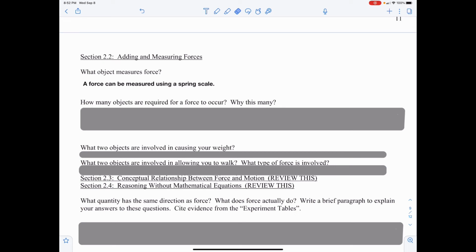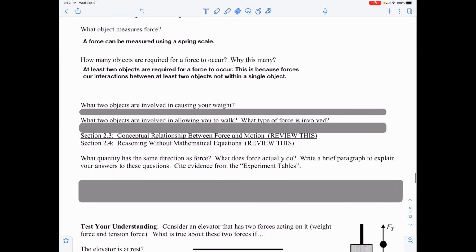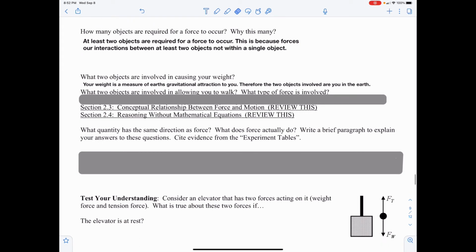How many objects are required for a force to occur? At least two. And this is because forces do not reside in individual objects. Forces are the interaction between at least two objects. What two objects are involved in causing your weight? Well, that would be you and the Earth. Your weight is the Earth's gravitational attraction to you. That's how much you weigh.